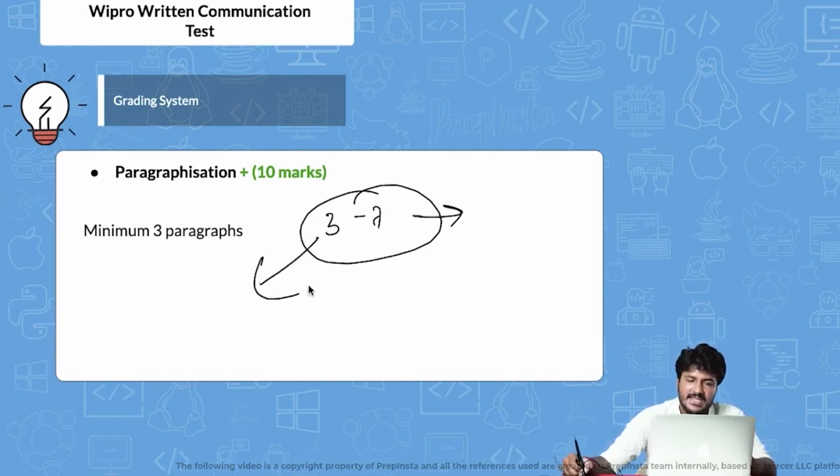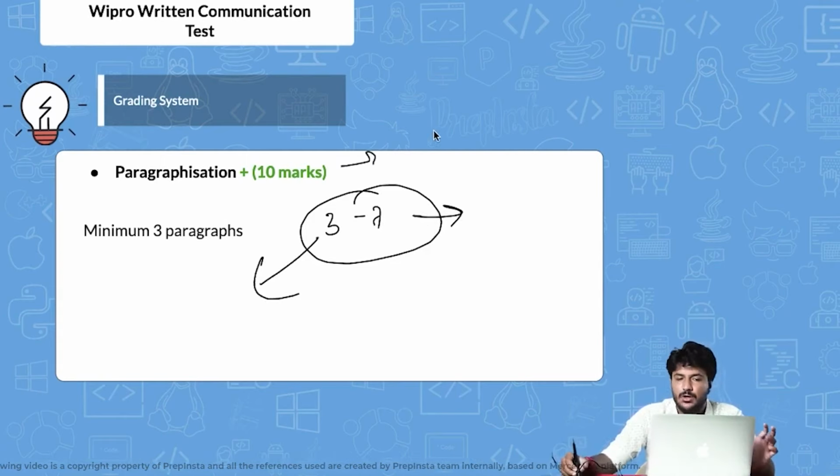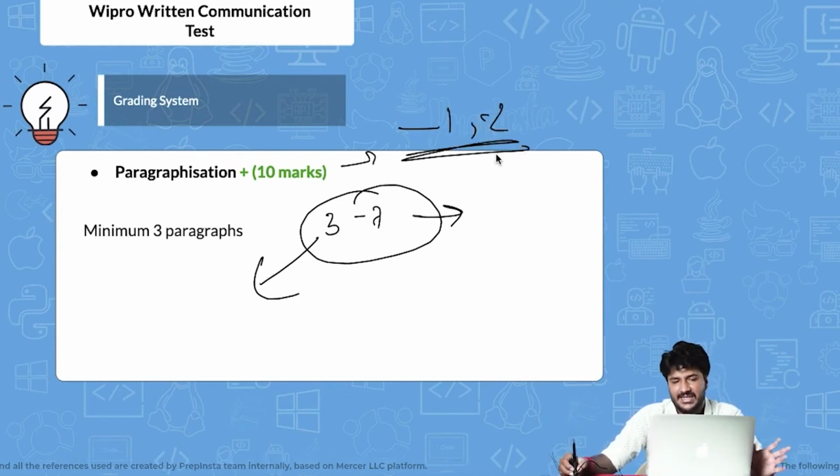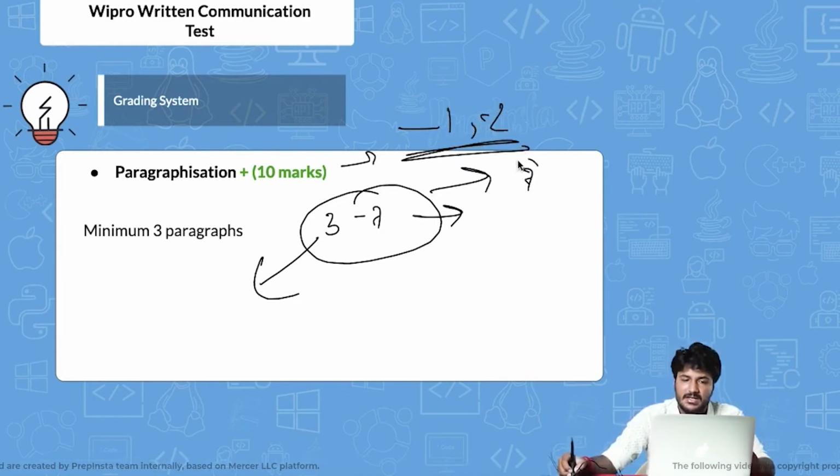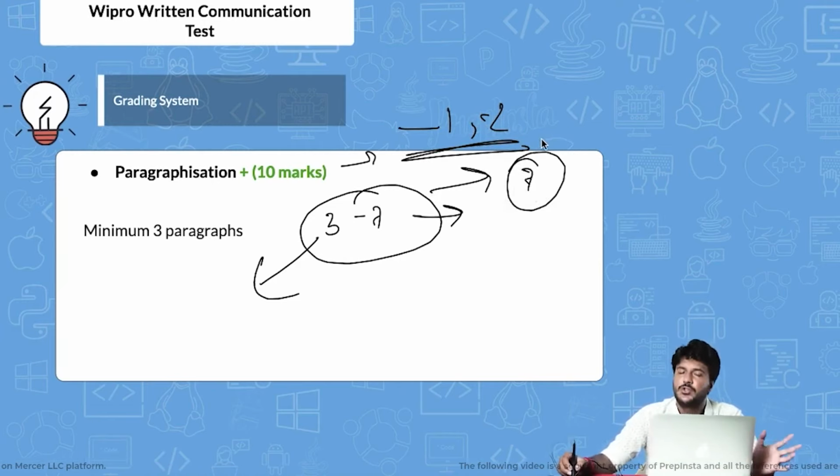If you use less than 3 paragraphs, in that case there is going to be a negative marking. We do not know if it is -1 or -2, all of that, but yes, there's a negative marking. If you use more than 7 paragraphs, obviously there's negative marking in that. We're not sure about how much negative marking in that case, right?